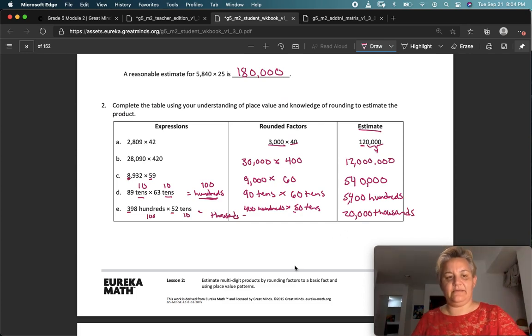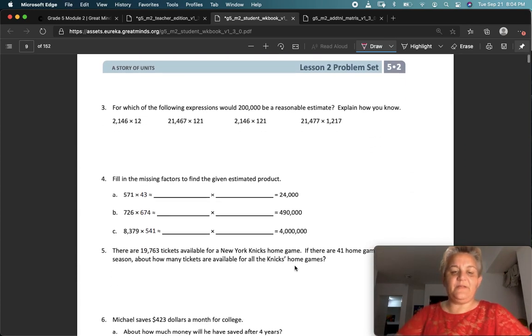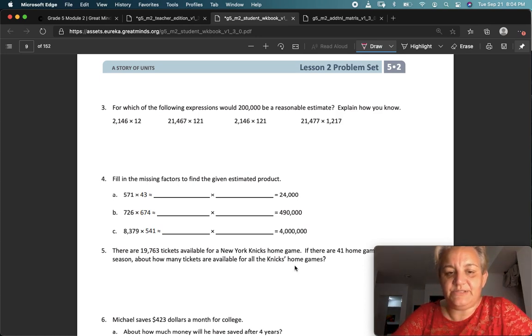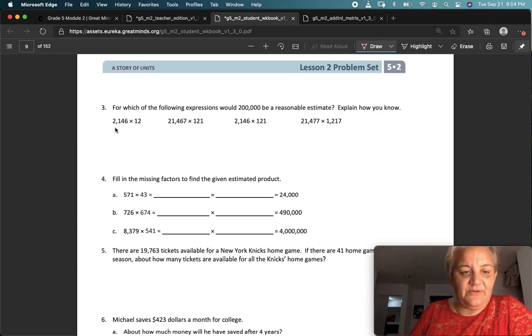Great. Okay. Number 3. For which of the following expressions would 200,000 be a reasonable estimate? So we are going to figure these out. I'm going to round this down to 2,000 times 12, which is 24,000, right? And this one I'm going to round down to 20,000. I'm going to keep that at 120, and that's going to be 24, and then I have 1, 2, 3, 4, 5 zeros. 1, 2, 3, 4, 5.